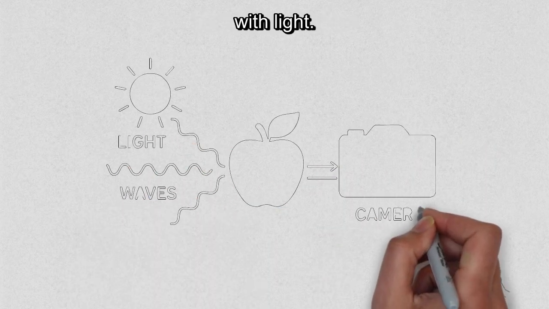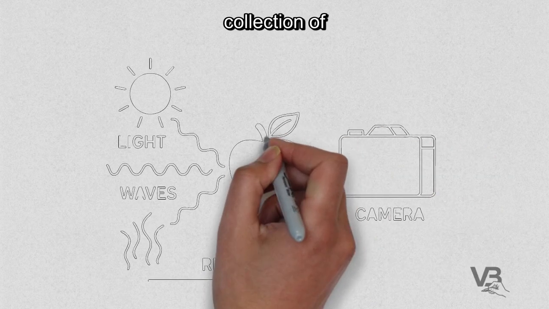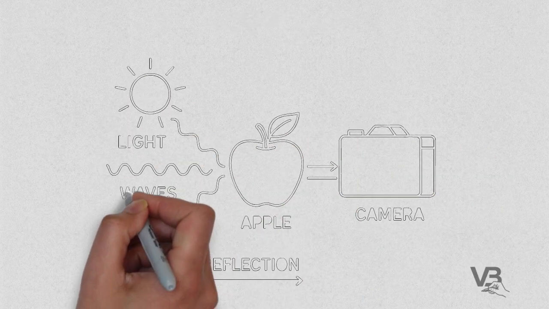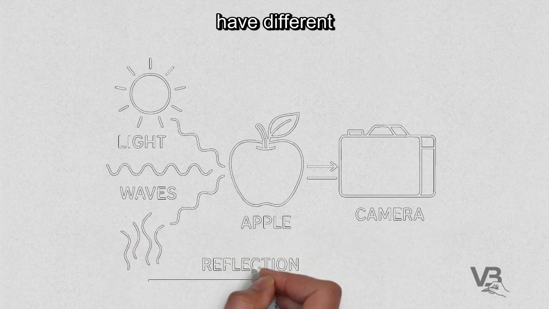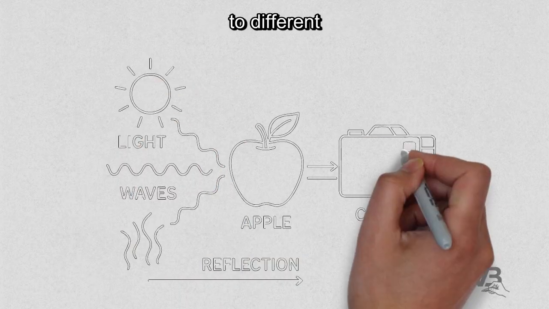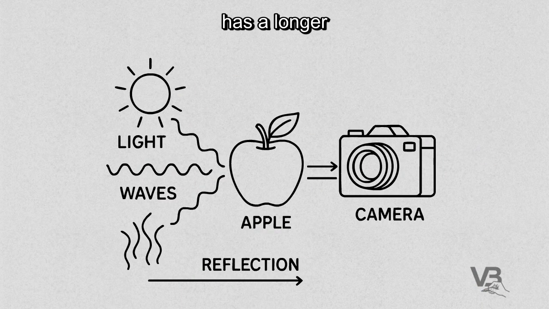1. Light and its role in photography. Everything begins with light. Without light, there is no image. Light is a collection of electromagnetic waves emitted by sources such as the sun or lamps. These waves have different wavelengths, which correspond to different colors. For example, red light has a longer wavelength, while blue light has a shorter one.